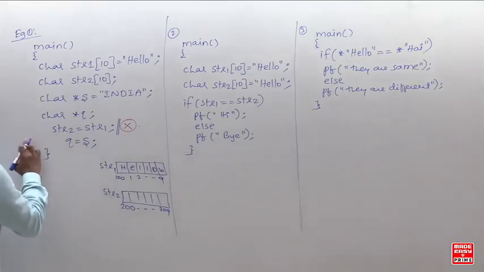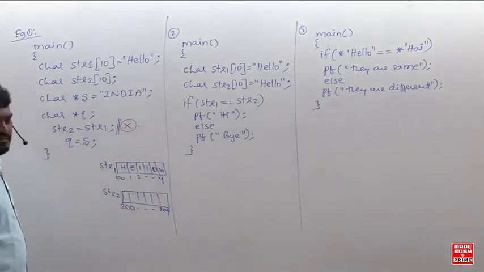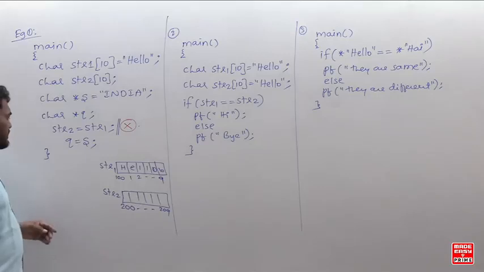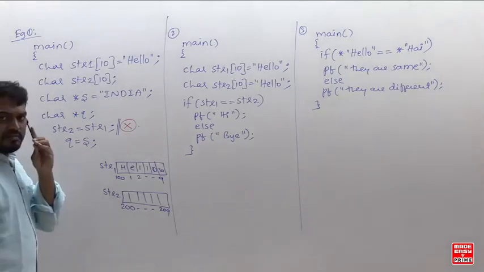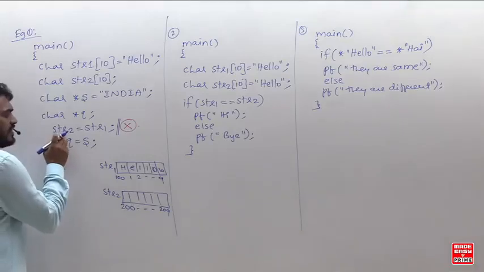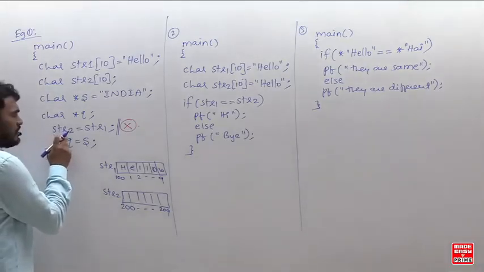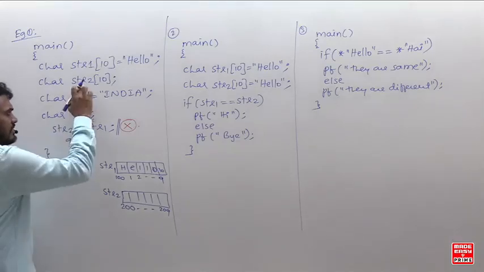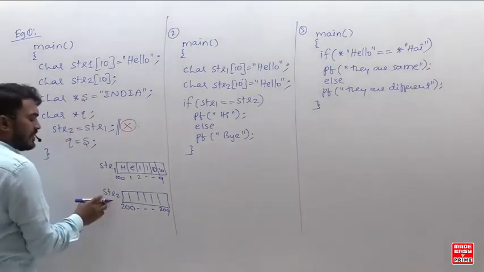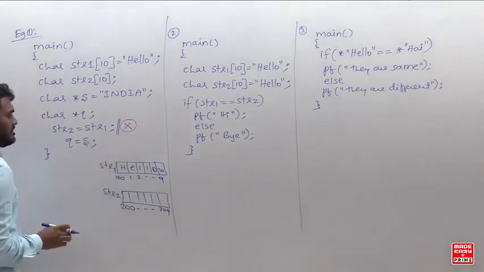So it is containing what? A constant base address. I think everybody understood this. str2 is having a constant base address, str1 is also a constant base address. You are trying to modify str2. str2 contains the constant base address of string 2. You cannot modify a constant base address, that will give an error.